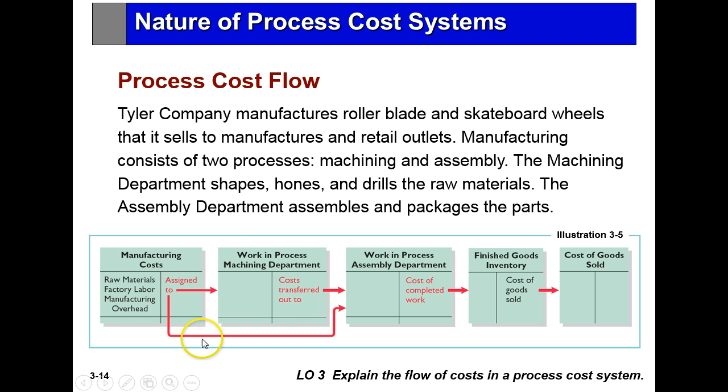So in this case, they have all these manufacturing costs. They come in and get put into the work in process department, the machining of it. Then it goes over to the assembly of the wheels, and moves on to finished goods. This is a little different than what we had in job costing, isn't it?